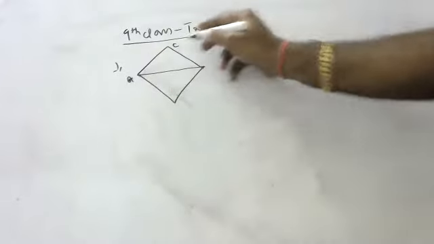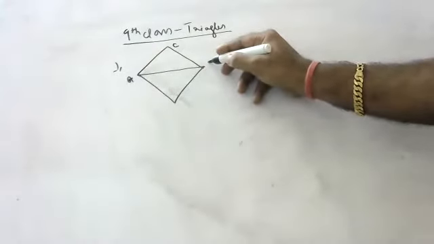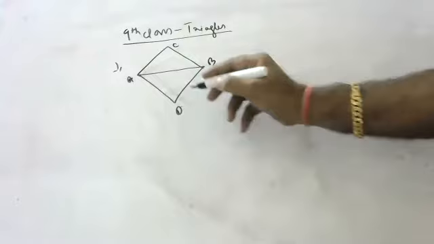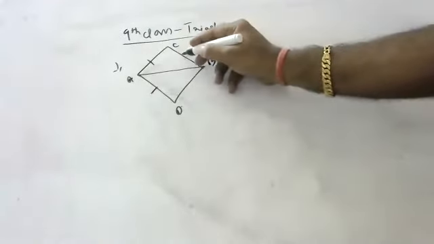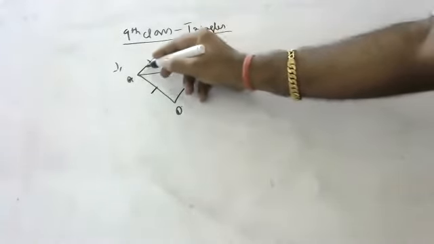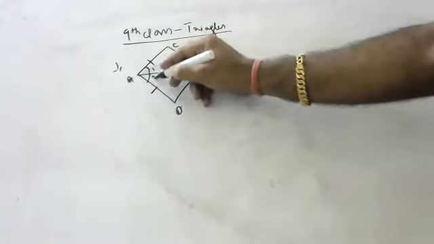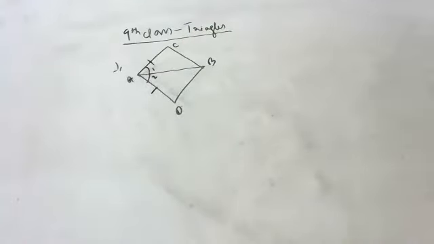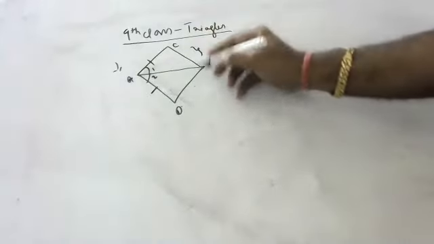This is A. This is C. This is B. This is D, children. See here, all of you. This and this are equal, and this and this are equal. He said this and this are equal. We have to prove that, children. See here. BC is equal to BD. We have to prove that BC is equal to BD.